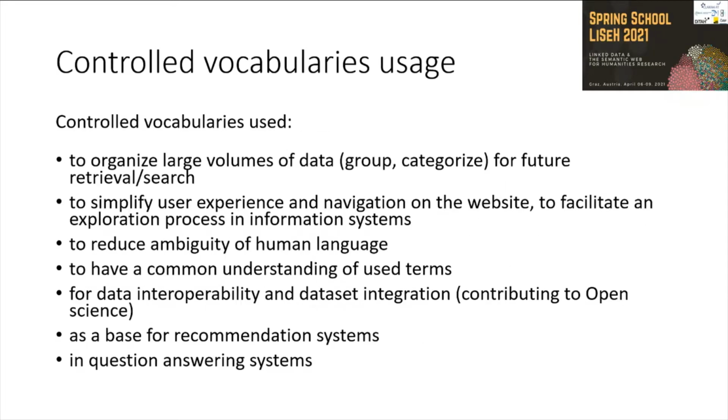We can summarize that control vocabularies are used to organize large volumes of data for future retrieval and search, to simplify user experience and navigation on the website, and to facilitate an exploration process in information systems. Vocabularies are used to reduce ambiguity of human language and bring a common understanding of used terms within a defined context. In research, vocabularies are widely used within open data and open science initiatives for data integration in order to allow large-scale data analysis and dataset discovery. Control vocabularies are also used as a base for recommendation and question answering systems.